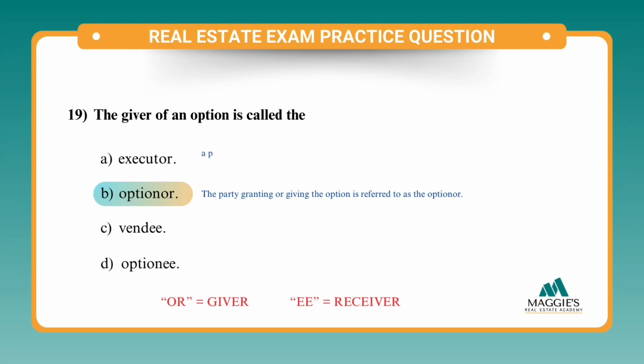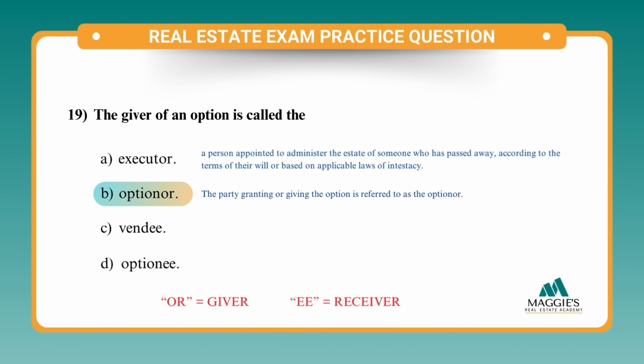What's an executor? Well, an executor is a person appointed to administer the estate of someone who has passed away according to the terms of their will or based on the applicable laws of intestacy. Okay, now a vendee is the buyer or purchaser in a real estate transaction. Now, optionee, the optionee is the party who receives the option in an option agreement, and they have the right to buy the property from the optionor who gave the option within the specified time frame and the agreed upon price. So the giver of an option, don't forget, is an optionor. The giver is the OR. The receiver is the EEs.